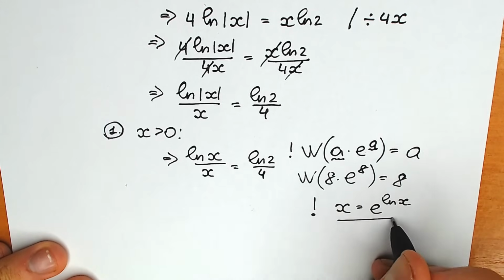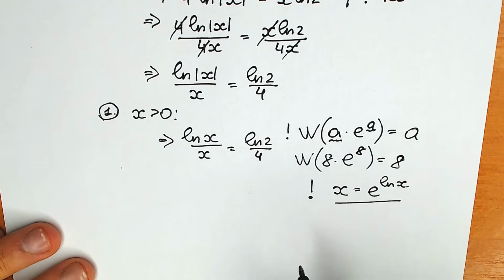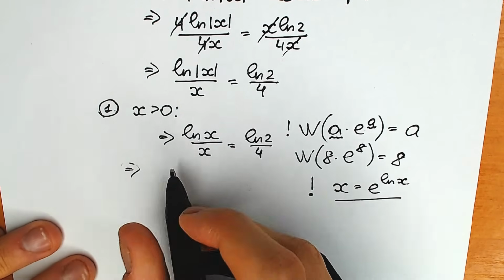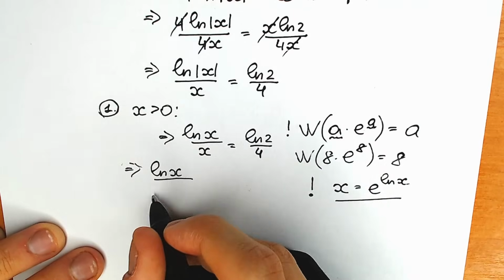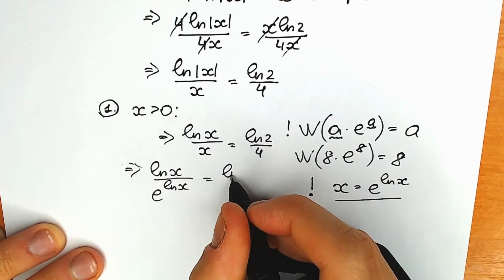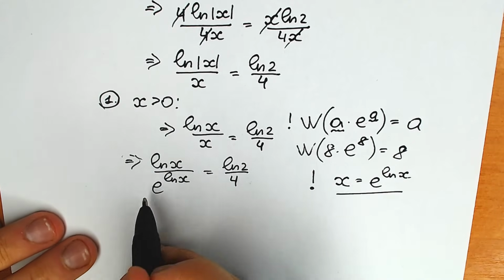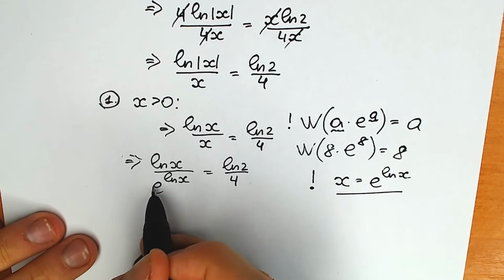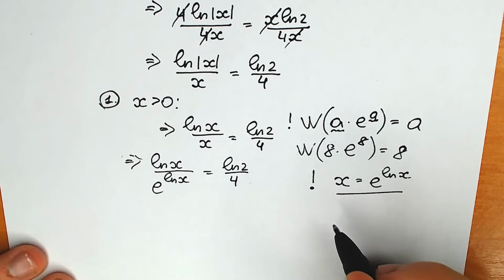So instead of this x in our denominator, we're going to write e to the power natural log x. Let's do this right now. So we have natural log x over e to the power natural log x equal to natural log 2 over 4. Right now, we need to bring this from our denominator to the numerator, but we know how to do this. Of course, right here we have this property.